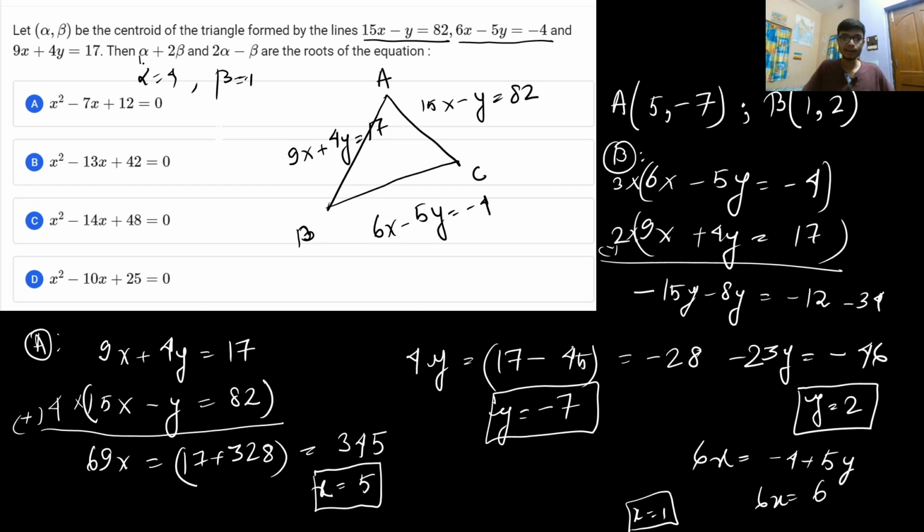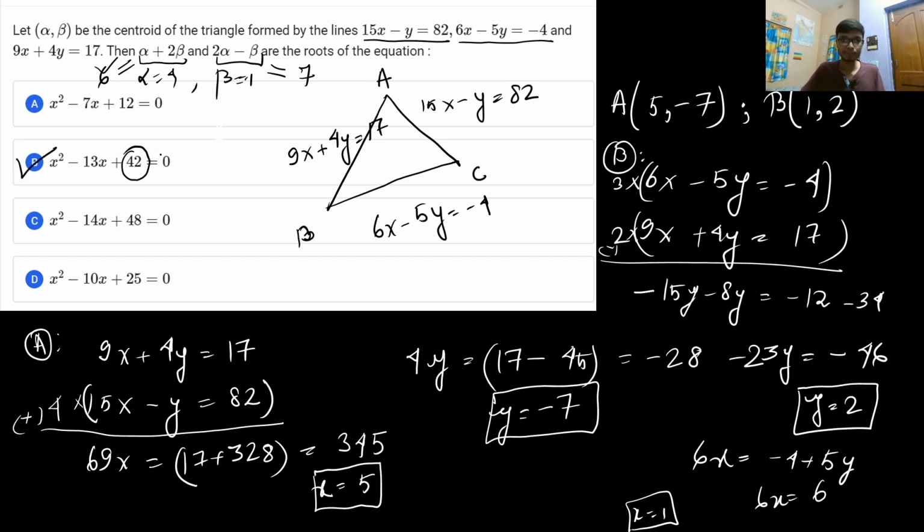Okay, now you have to find the equation whose roots are alpha plus 2 beta and 2 alpha minus beta. So the first root is alpha plus 2 beta is equal to 6, and the second, 2 alpha, that is 8, minus 1, is equal to 7. So the two roots are 6 and 7. So you can solve this just by eliminating the options. The product of roots will be equal to 42, and the product of roots is the constant term divided by the coefficient of x square. You can see the coefficient of x square in all the cases is 1, and the term present at the last without x, that is x to the power 0, is 42. That is option number B.